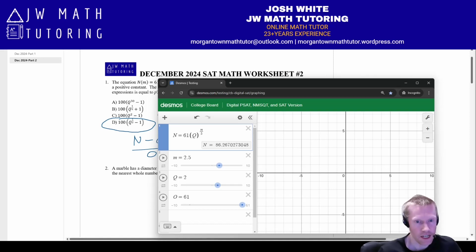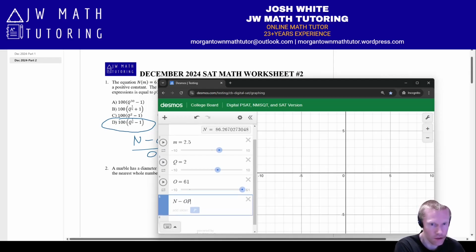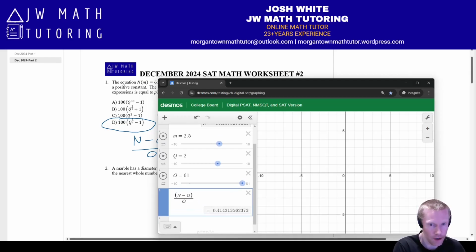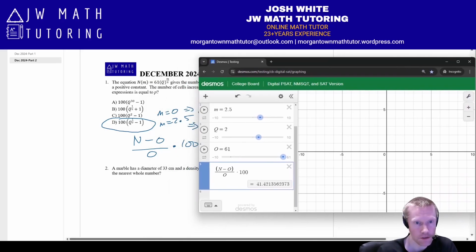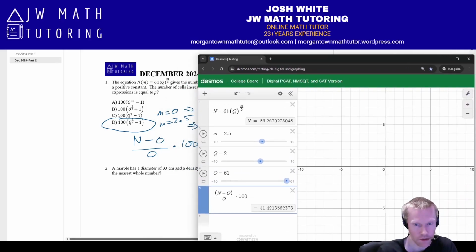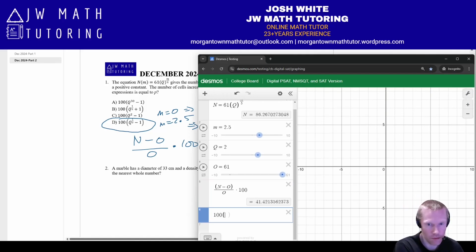So what's the percent increase if I start at 61 and I end up at 86.267, blah, whatever? Well, it's just n minus O divided by O. And of course, now it's times 100 to turn into a percentage. So 41.42. All right, so now all we have to do is go through the answer choices and see which of these equals 41.42.